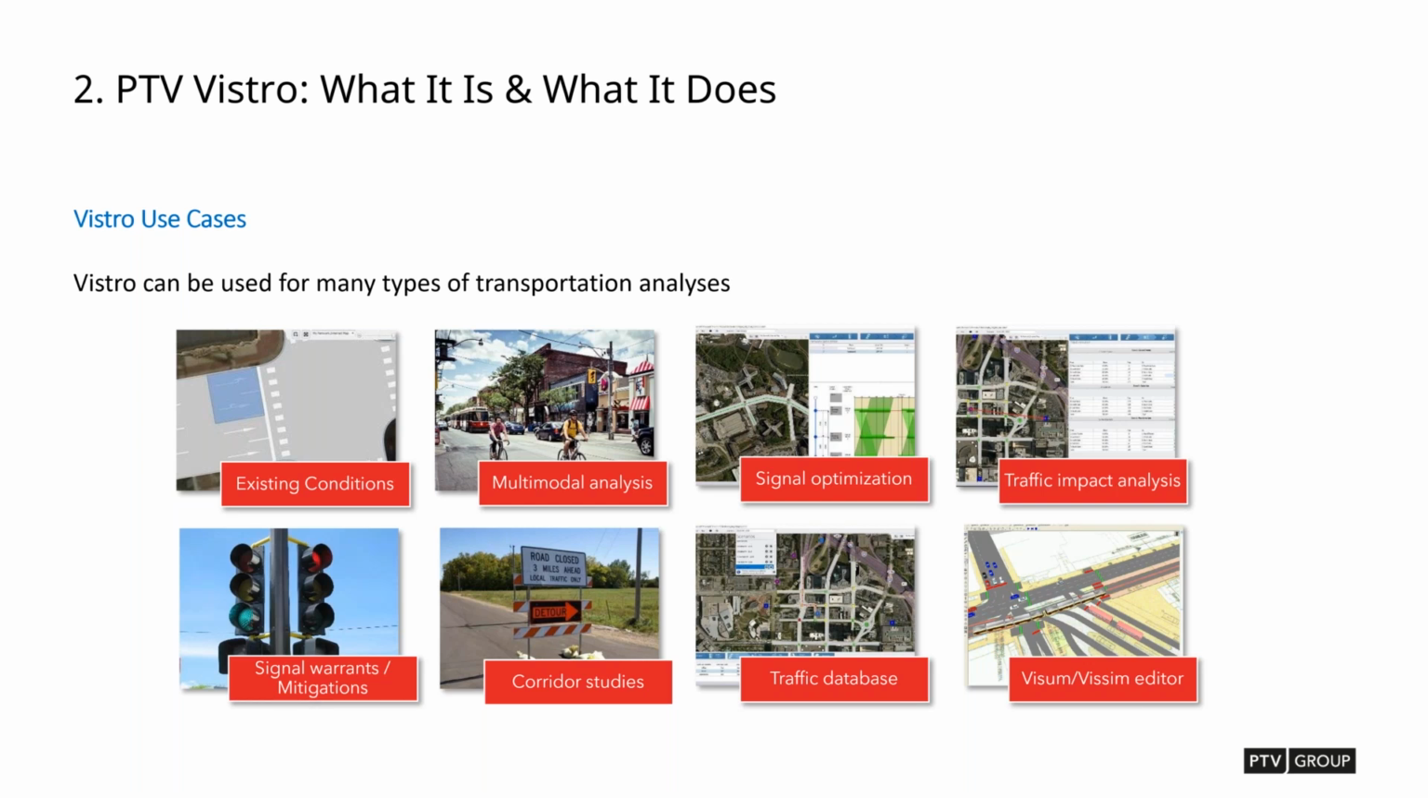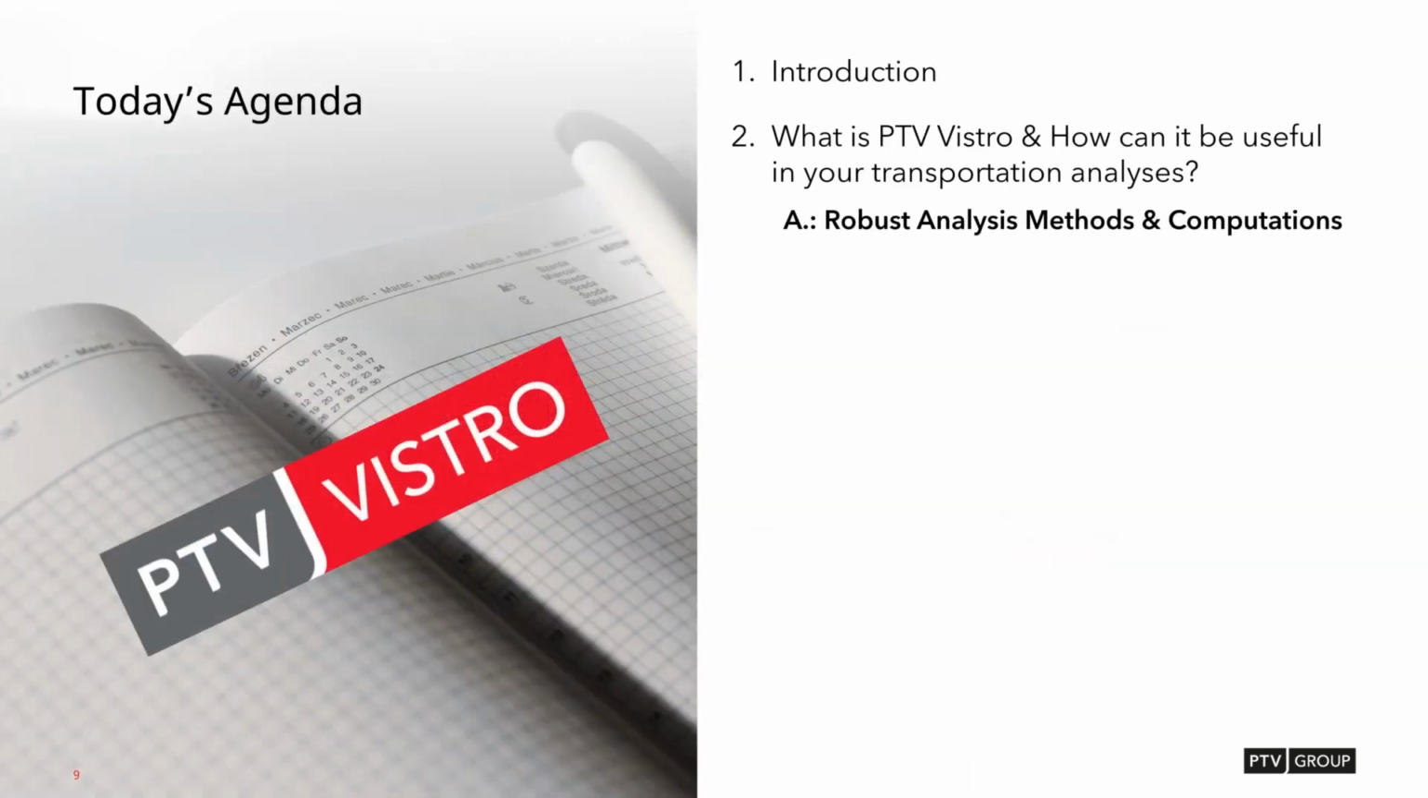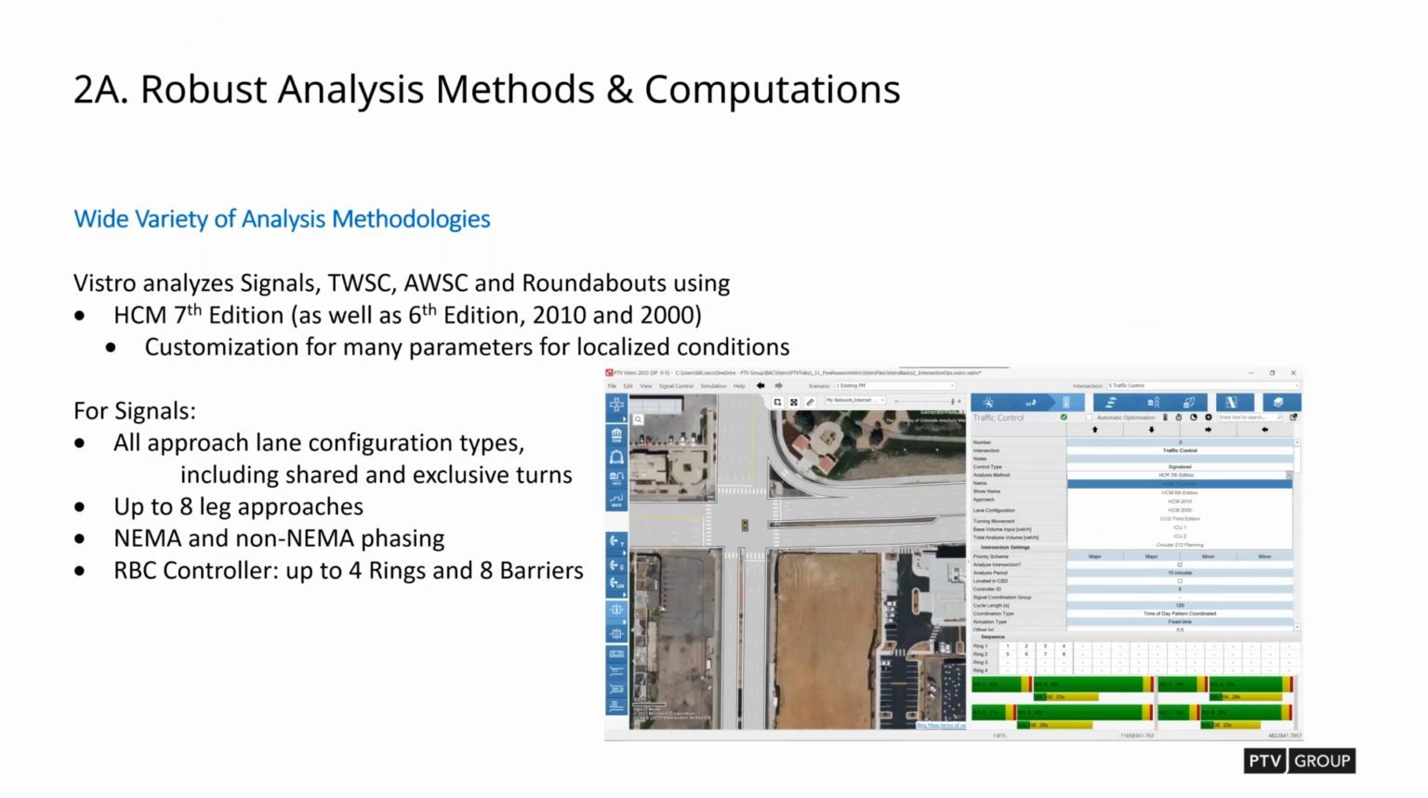We have a little bit of signal warrants to help you as you're estimating what type of mitigations you might want to include. And then corridor studies, a place to store your data, it can be used for that as well. And then our mix and match, or ways that it ties into our whole suite of travel demand modeling and microsimulation software.